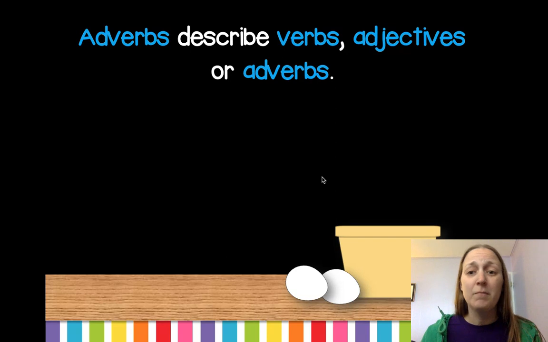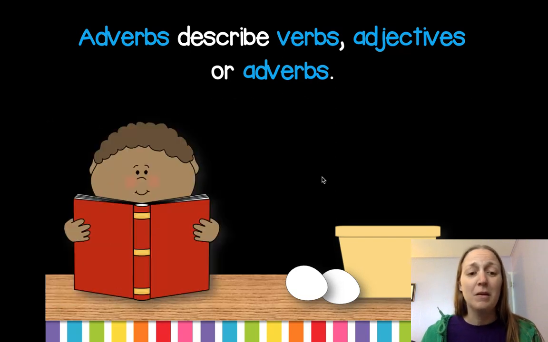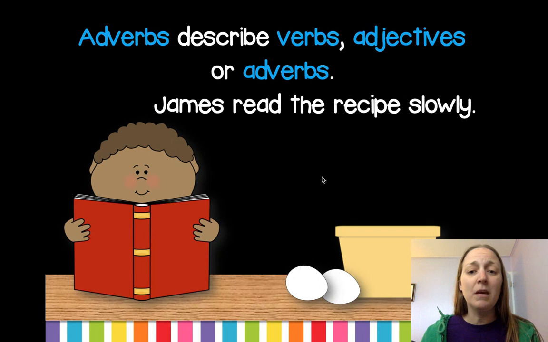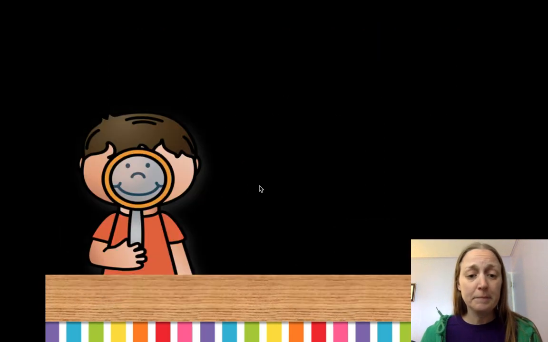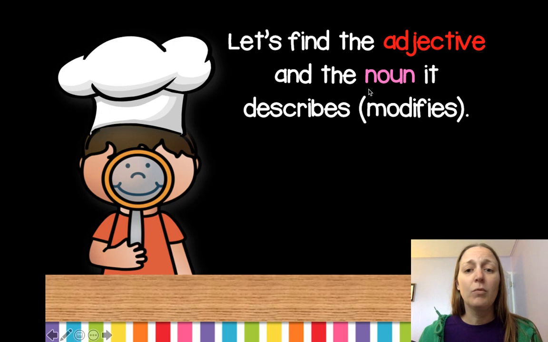Adverbs describe verbs, adjectives, or adverbs. So, James reads the recipe slowly. So I could have it just be James read the recipe, but I want to give a little bit more detail. So my adverb obviously is going to be slowly. My verb that it's describing is read. So how did he read something? He read it slowly.